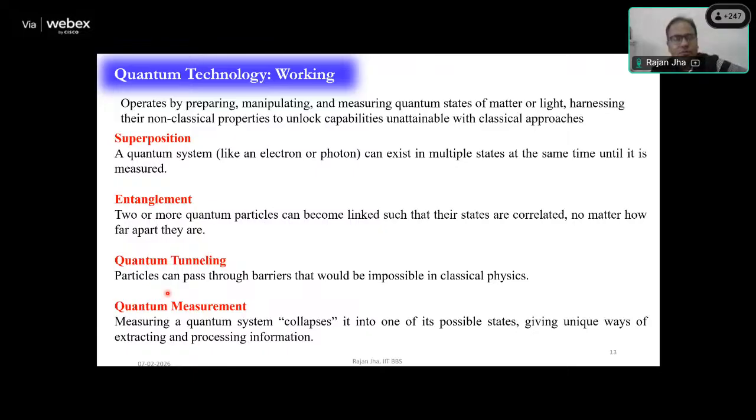It can just tunnel out through those barriers, and it can be measured on the other side of the barrier also, which is not possible with classical systems. And the most important aspect of quantum measurement, which you must understand, is that measuring a quantum system collapses it into one of its possible states, giving a unique way of extracting information.